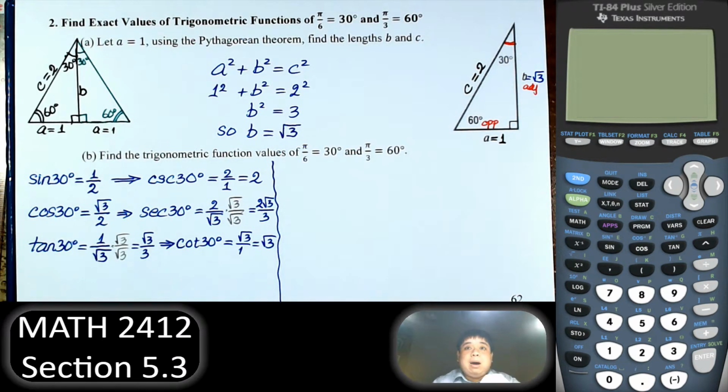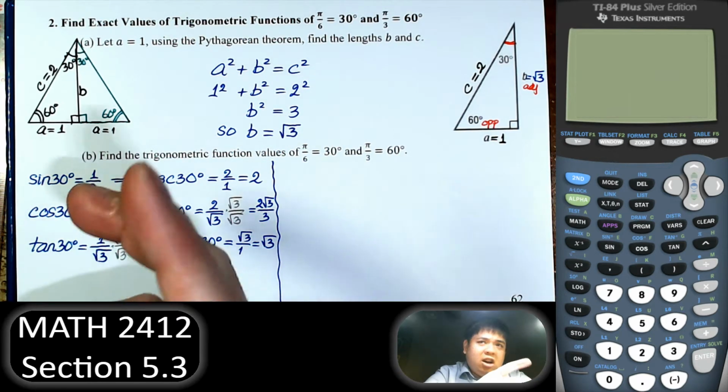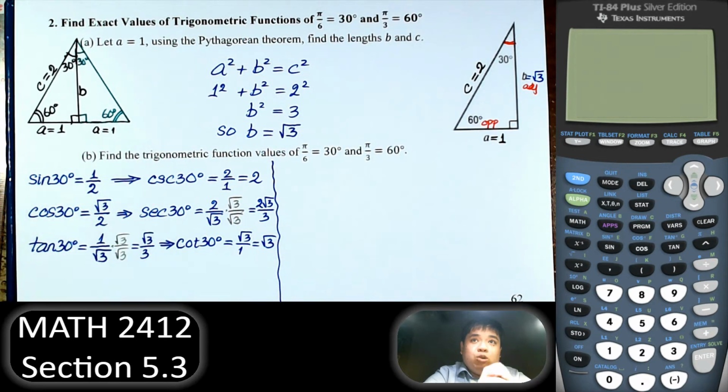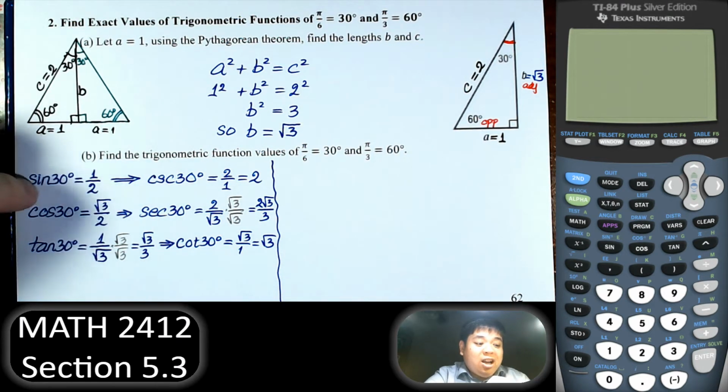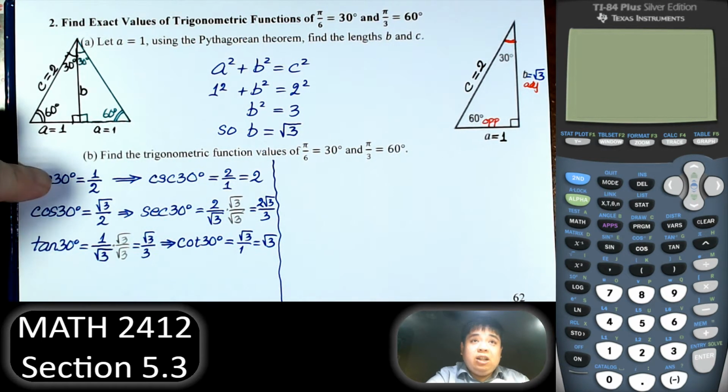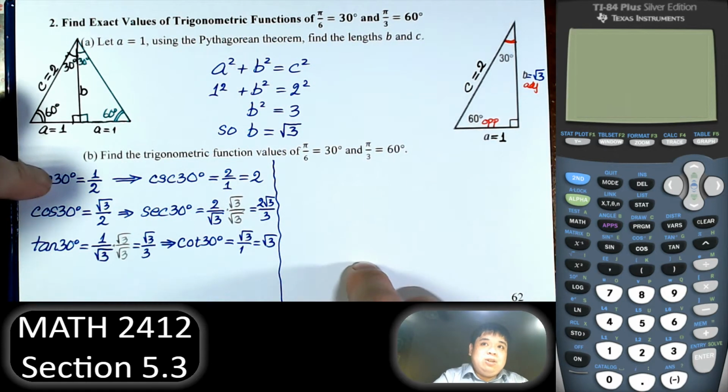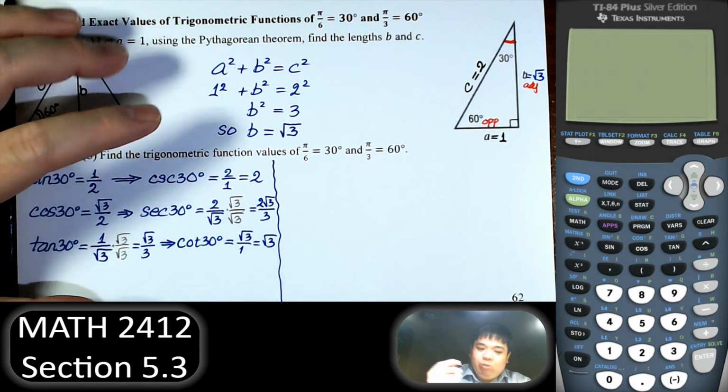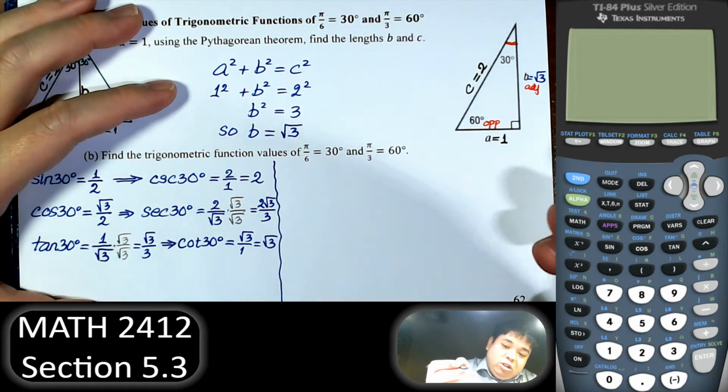Now the nice thing about this, what we have in the previous section, is that 30 degrees and 60 degrees add up to 90 degrees. So those are complementary angles. So we can say sine of 30 degrees is cosine of 60 degrees, and so on. But we notice that, but we still do it.